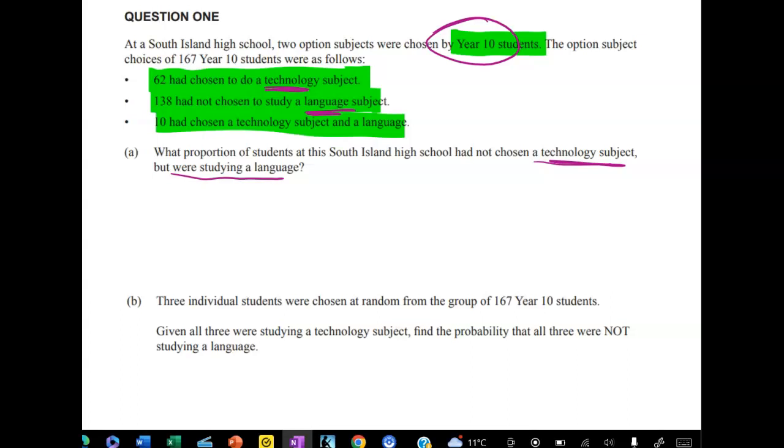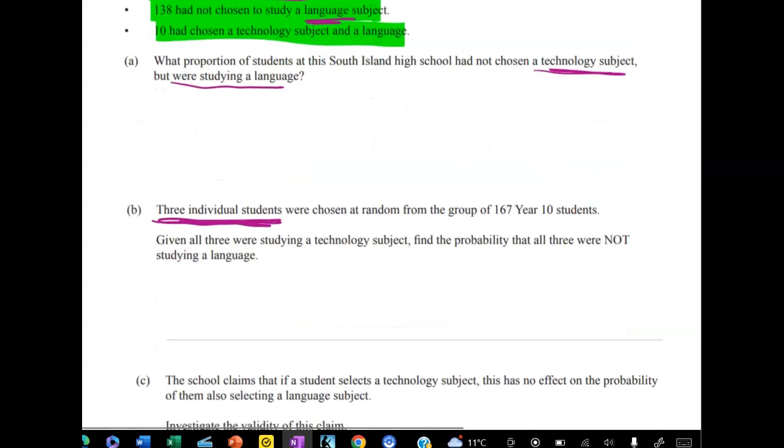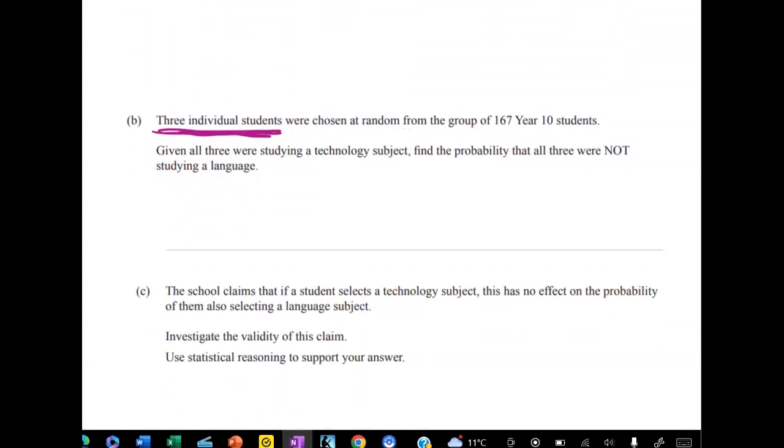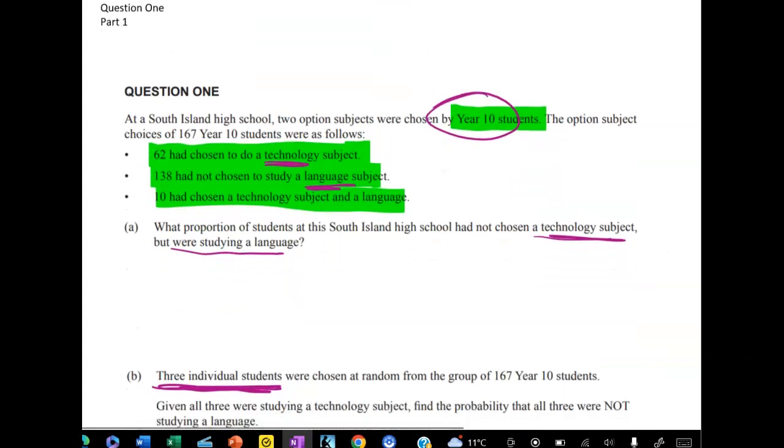And then we're asked about 3 individual students being chosen from that group of 167 Year 10s. And then the school is making a claim about the link between choosing a technology subject and selecting a language subject. And we have to investigate the validity of this claim. So make sure when you're answering that you give a final statement on whether you think their claim is valid or not valid. And when it says use statistical reasoning to support your answer, that means do some maths. Okay, let's go back to the start.